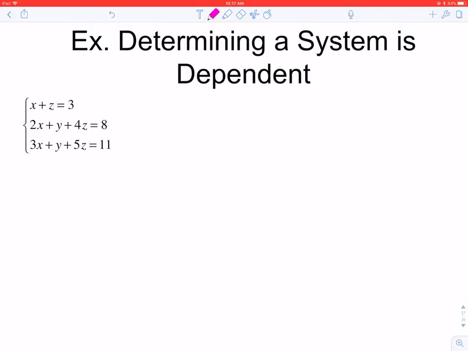Okay, so determining a system is dependent. So first, write it as an augmented matrix. Notice that there's no y in the first equation, so the coefficient for y is just going to be 0. You have to put that in.